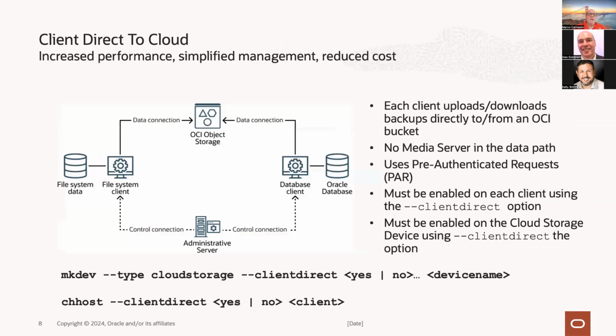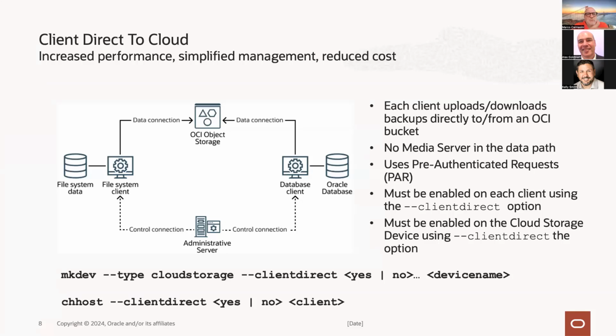So let's look at this a little more in detail. What I was talking about is exactly this. Clients can send backups directly to the OCI buckets without the need to go through a media server. So there's no media server in the path. It uses pre-authenticated requests. It's all managed transparently. This feature must be enabled both at the client and at the cloud storage device configuration. It can be done through the web tool. It can be done through the CLI. Examples of the CLI commands are listed here, but it's very simple.